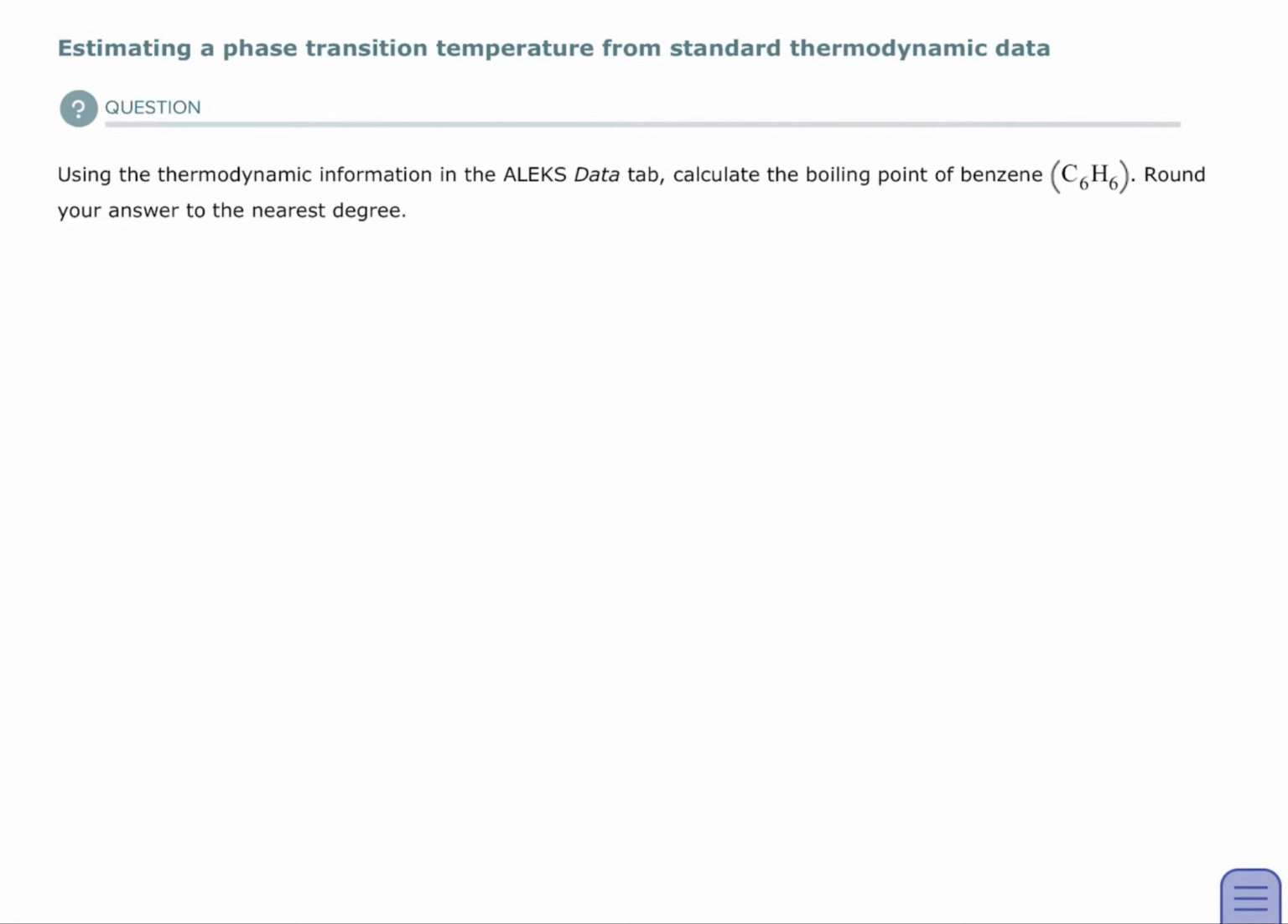So if you're trying to find a melting point or a boiling point, I probably would just look up the boiling point or the freezing point. That's probably what I would do. But if you want to, you can use the thermodynamic data that's in the Aleks data table to do it. Because what they're teaching you is that everything is related. And how is it related? That's what you're trying to learn.